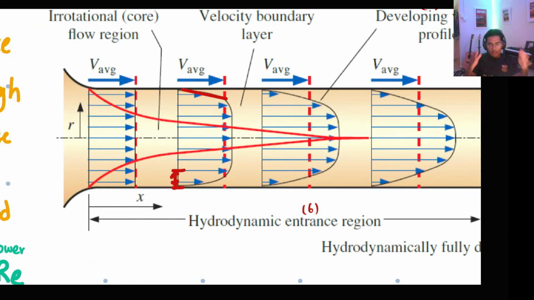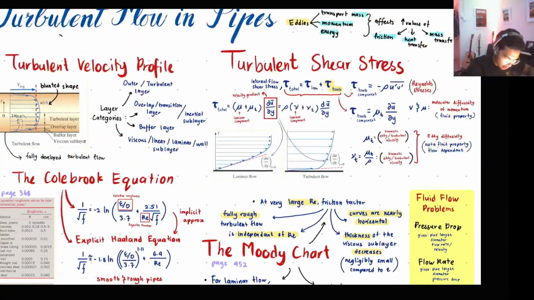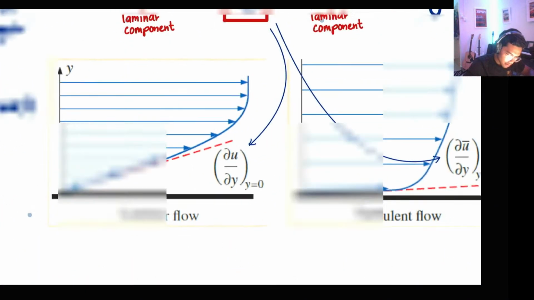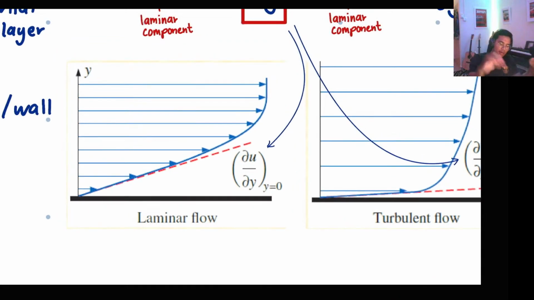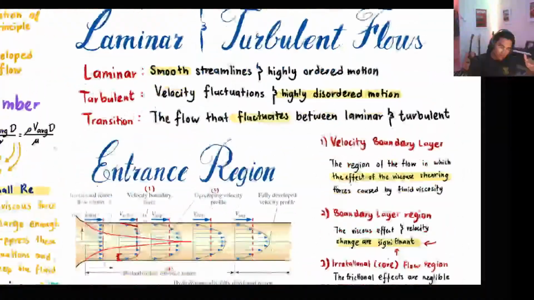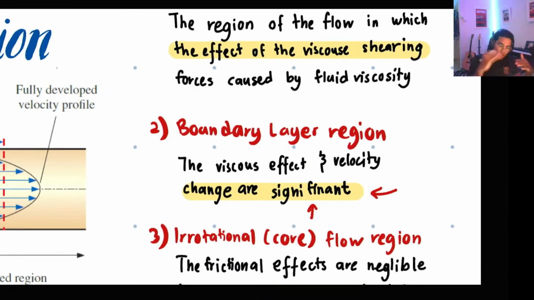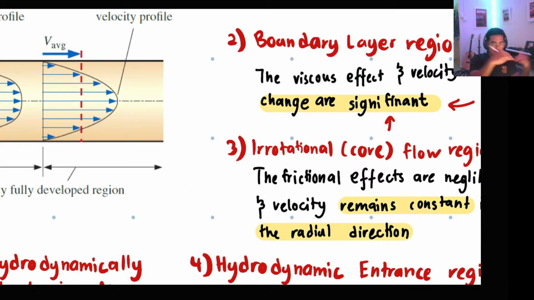As you can see in the boundary layer region, the velocity profile is like that. There is a linear gradient. That linear gradient is what we call the viscous effects.